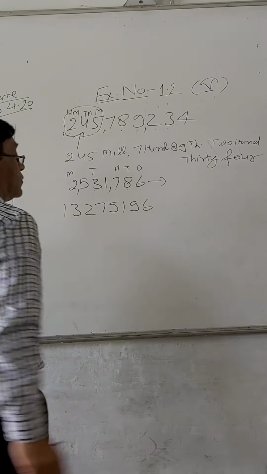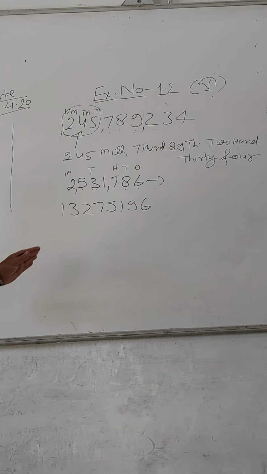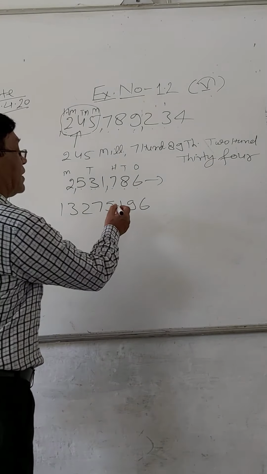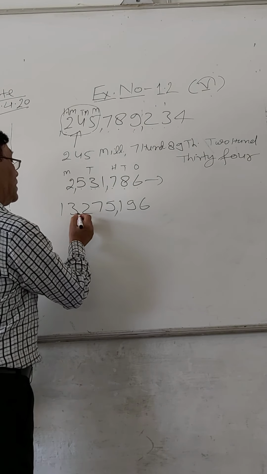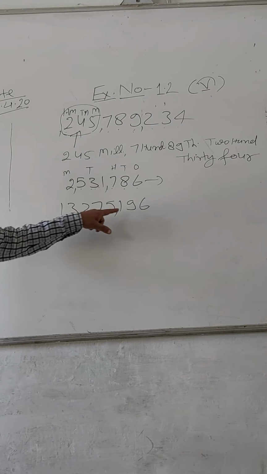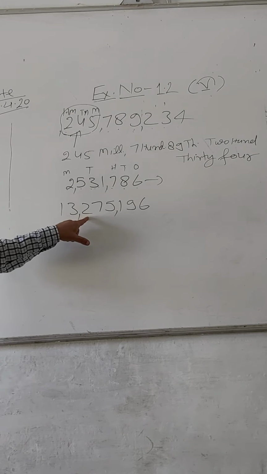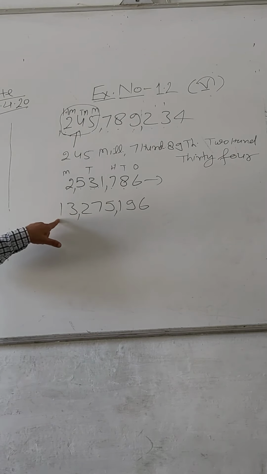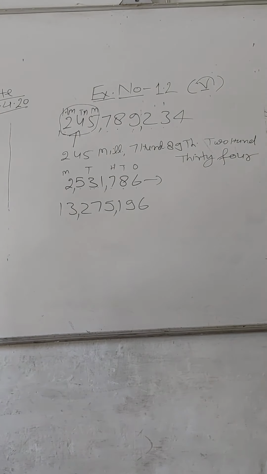13,275,196. In the same way, put the comma and after that read it as the international system. In the international system, the first comma comes here, then after each 3 digits you put a comma. Now just read here: ones, tens, 100, 1000, 10,000, 100,000. Then again million comes: million, 10 million. So this is read at the million place, 13 million.